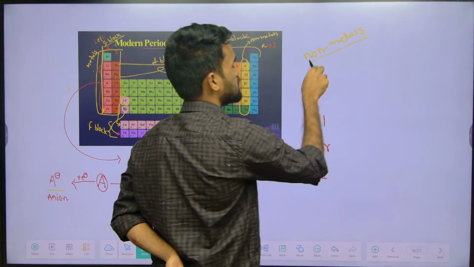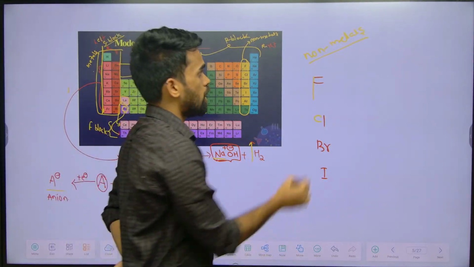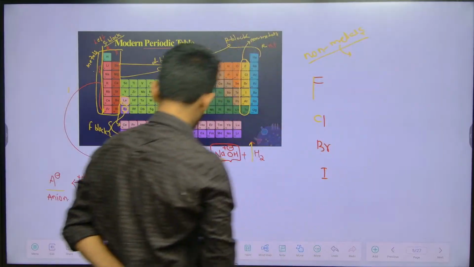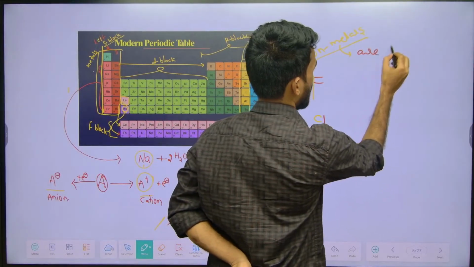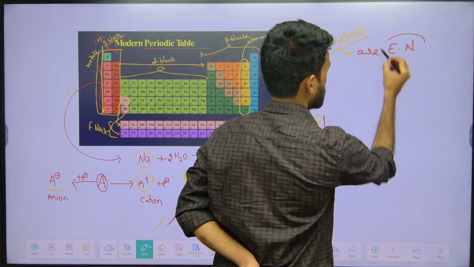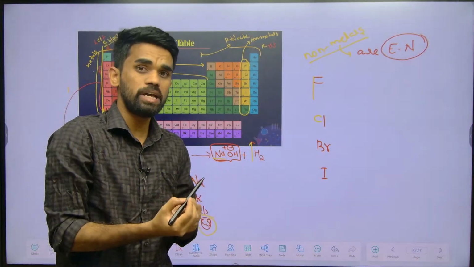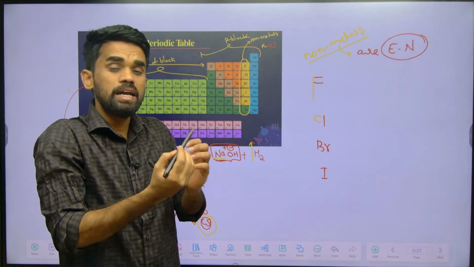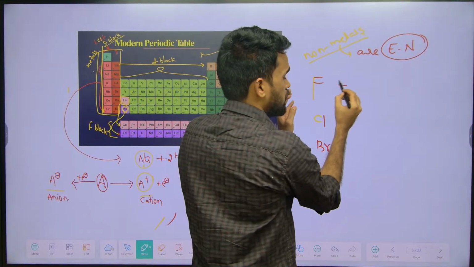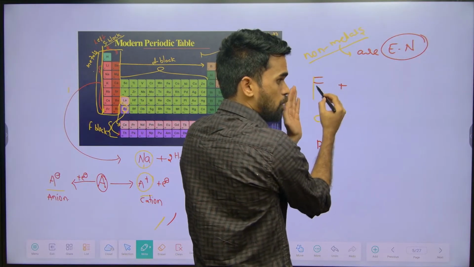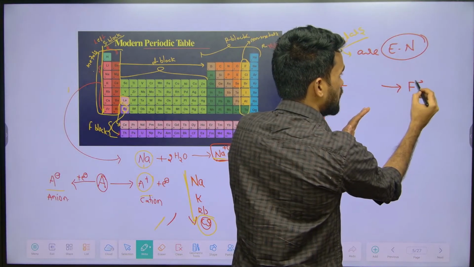So non-metals, what these non-metals will do is, they want to gain the electron. So non-metals are electronegative. What I am saying, metals are electropositive, non-metals are electronegative. Electronegative means they want to be in the negatively charged state. It means fluorine, upon treating with something, always wants to be with a -1 charge.